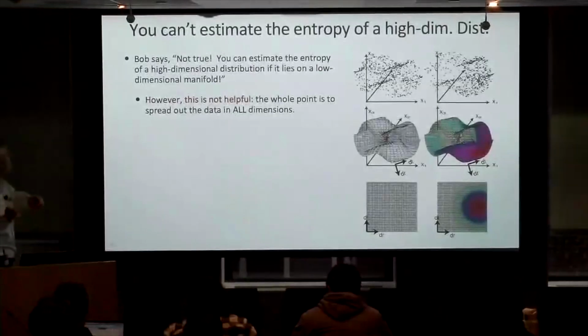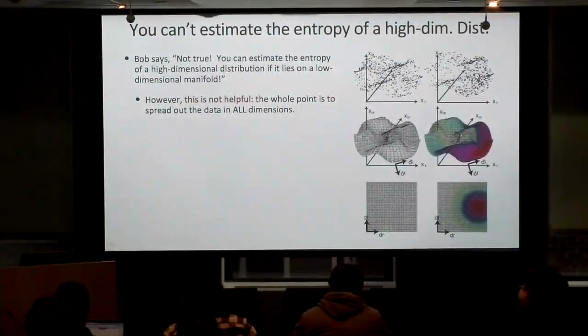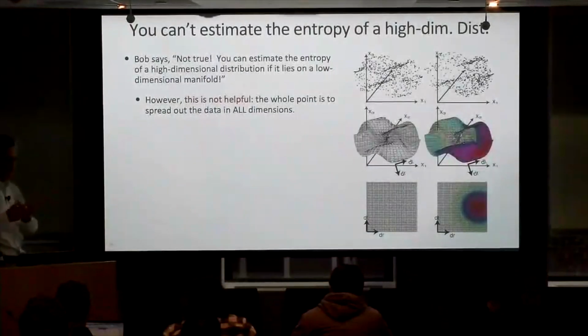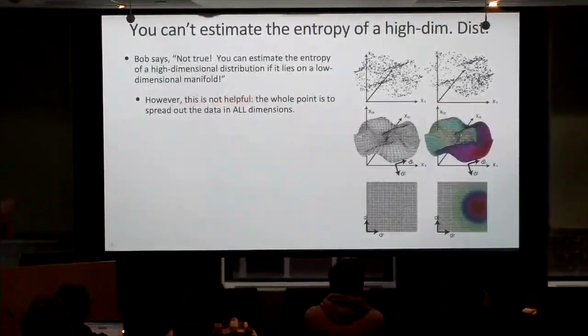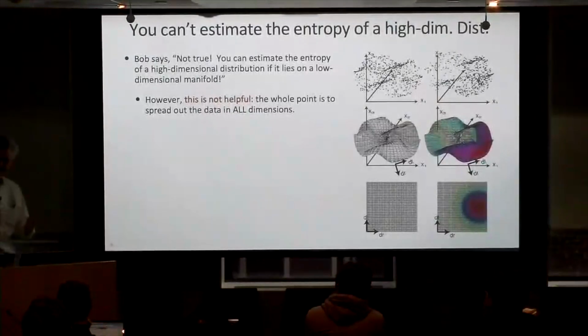Now, is your name Bob? No. Let's just pretend it's Bob. So Bob says, that's not true. You can estimate the entropy of a high dimensional distribution if it lies in a low dimensional manifold. And there were a lot of people talking about low dimensional manifolds. But the whole point here is that we don't want our embeddings to be in a low dimensional manifold. We want them to use the space, to spread out the representation so that we have as many ways as possible of doing discrimination in that space. So that's exactly what we don't want to do. So it's not helpful. Okay. All right.